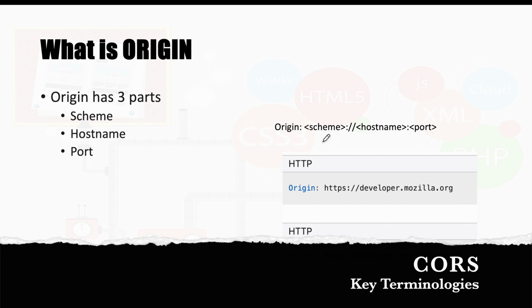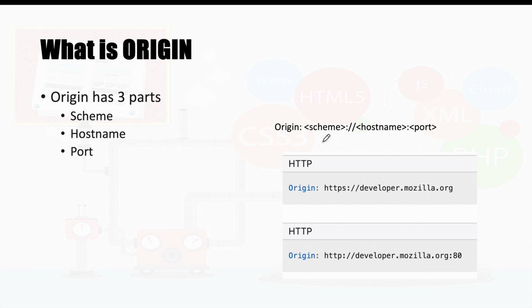What is origin? Origin is the part of the URL which indicates the server where the URL is being redirected, basically where the endpoint is being redirected. So the origin has a scheme, a host name and a port. The moment you see this, you will recognize what the origin is.